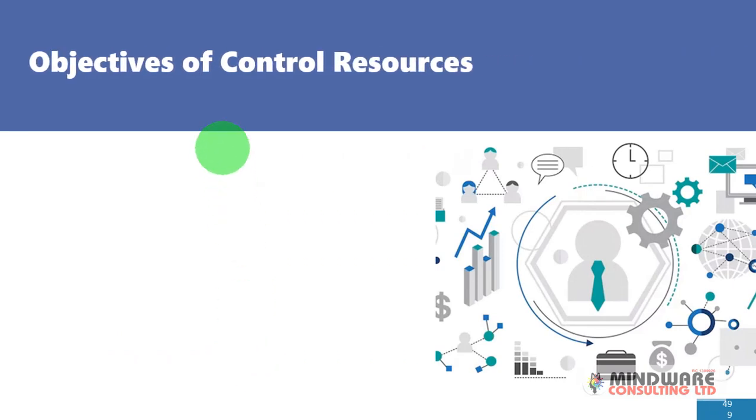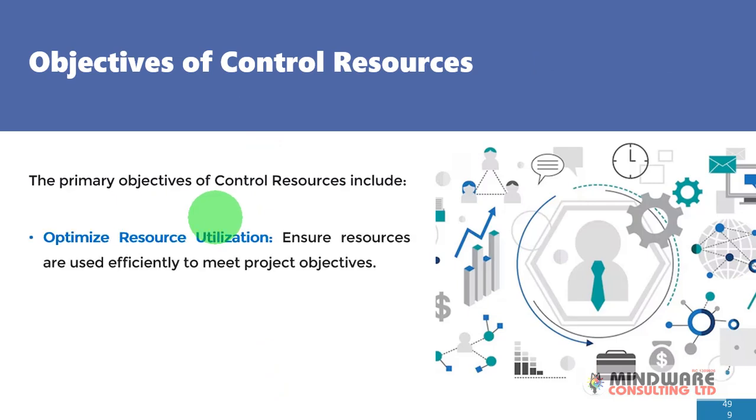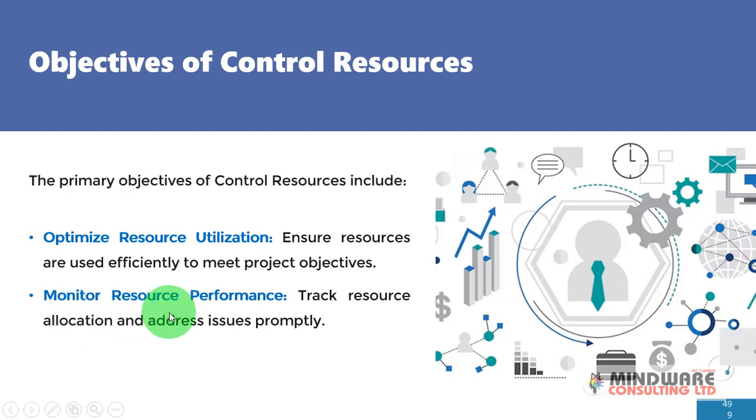Now, what are the objectives of control resources? The primary objectives include optimizing resource utilization. Now, this is very key. This helps to ensure resources are used efficiently to meet project objectives. So you don't want to have misuse or abuse of resources. That's why this is a very key objective, optimizing resource utilization.